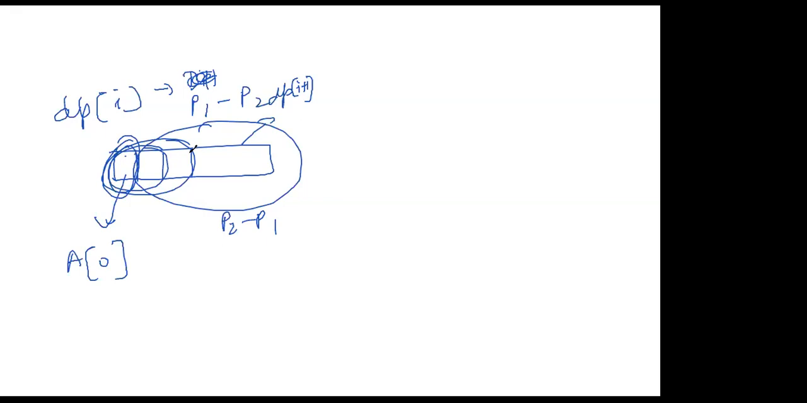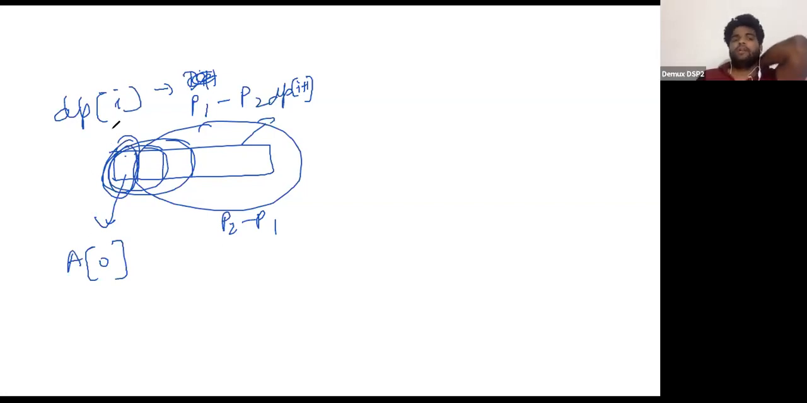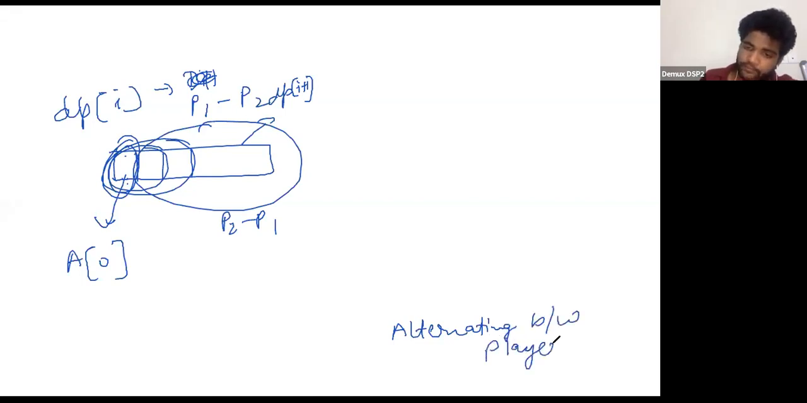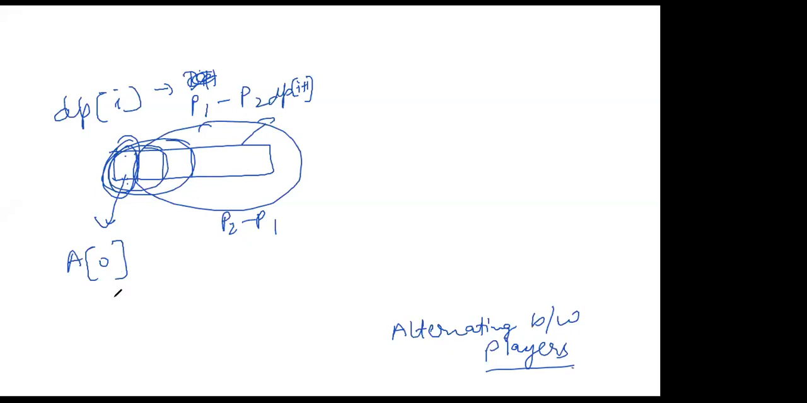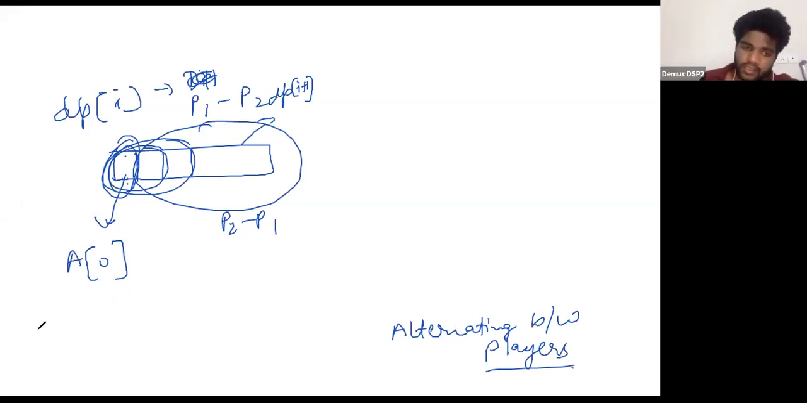Sir, how is this changing from P1 minus P2 to P2 minus P1? I'm not getting it. Yeah, that's what I'm saying. See, we are alternating between players, right? That's the essential idea. We are using that idea. Because we are alternating between players, we are saying whoever is starting now, his score minus the other person's score. This is what we are interested in. So we say that let this player execute a turn. Let's say in that turn, he takes A0.